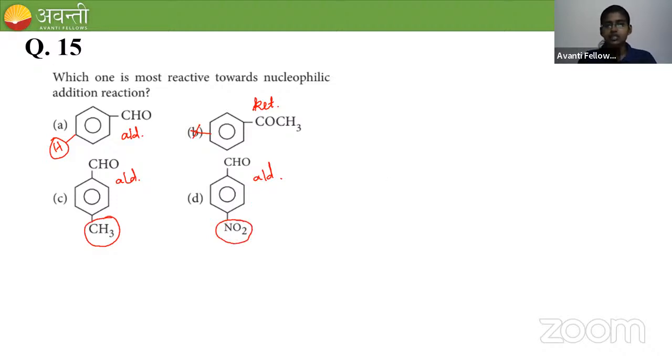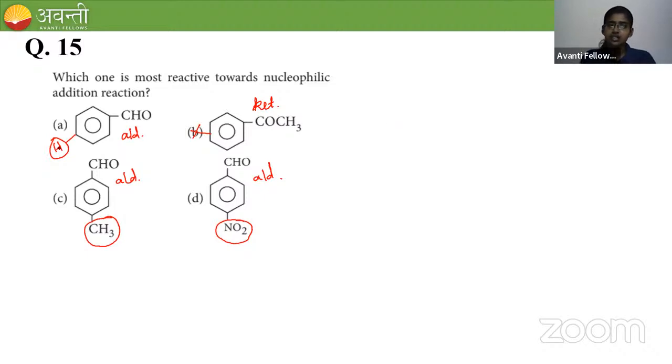Can you find out the answer? Some students have got the answer. So it is option D. Yes. So how is option D the correct answer for this question? I told you that this is an example of nucleophilic addition, and which one is most reactive? For a nucleophile to come and attack, the system should be electrophilic. That is, the system should be electron deficient, right?